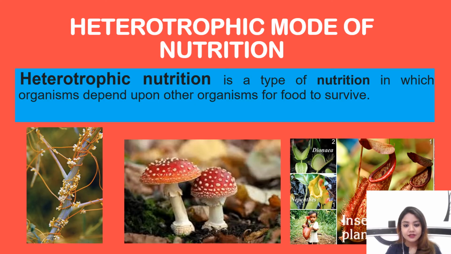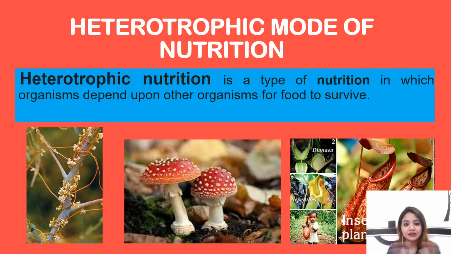In the last video, we already studied the autotrophic mode of nutrition, which means self-feeding. Auto means self and trophic means to feed, so self-feeding. Now we're going to move on to the second type of nutrition, that is heterotrophic mode of nutrition. Now what is heterotrophic mode of nutrition?